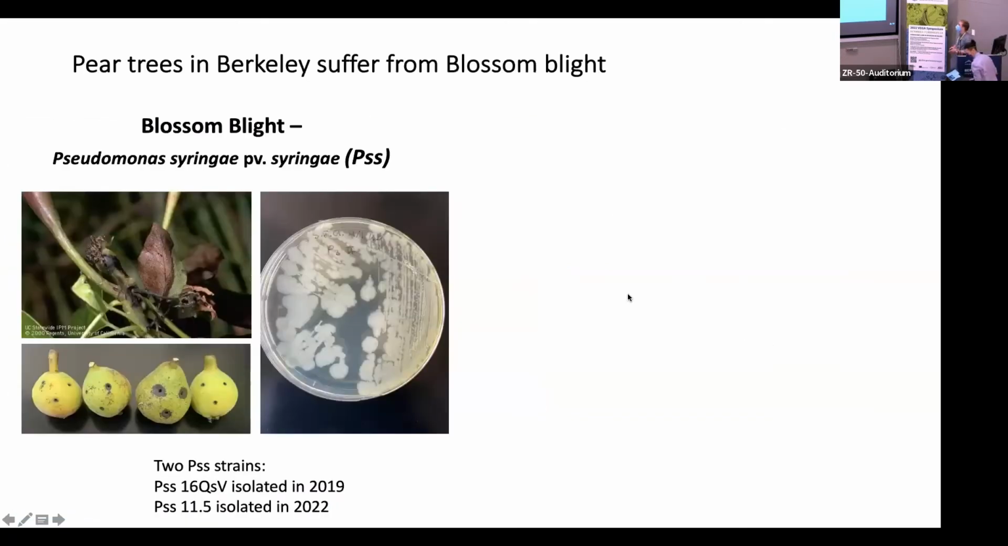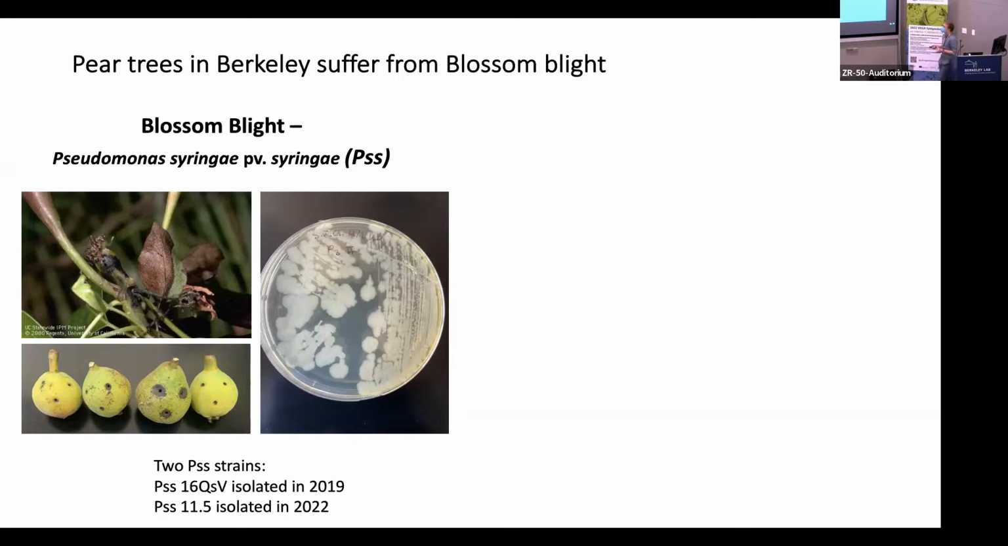As a study system, we look into pear trees, and more specifically, the ornamental pear trees that are all around here in Berkeley. They're not regular pear trees, not commercial pear trees, but pear trees that were planted in the 60s and the 70s because of their nice flowers. But those pear trees here in Berkeley have a problem. They suffer from a disease called blossom blight, also fire blight, but in this case, blossom blight.